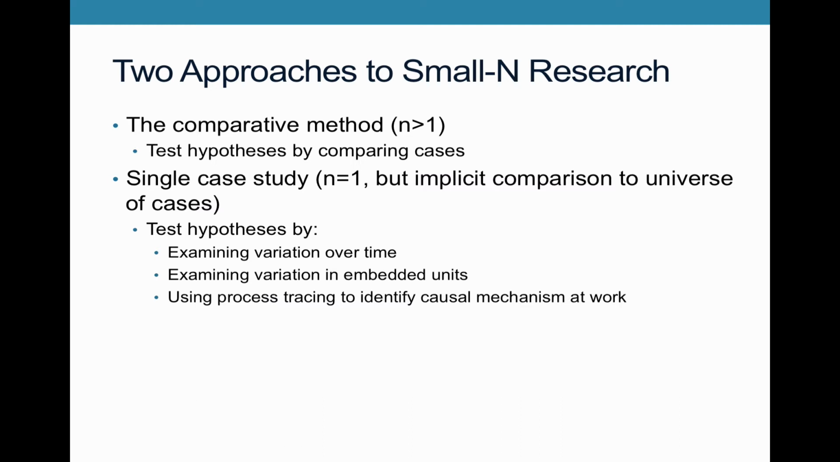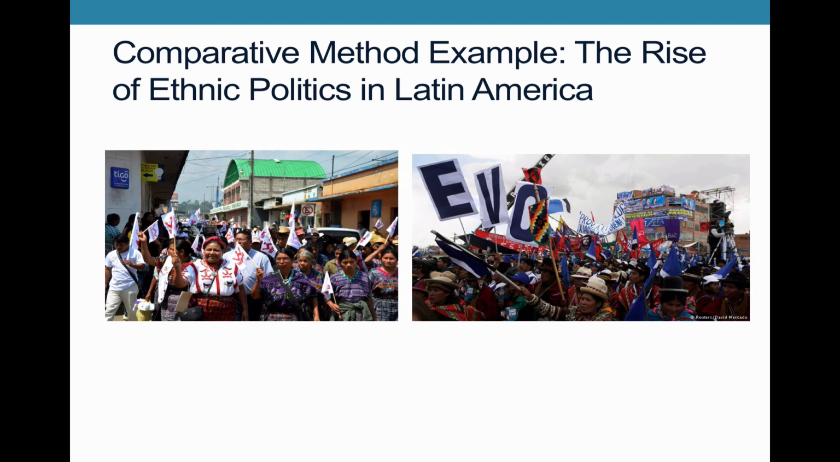So I'm going to go through and talk a little bit more about what these two different approaches to SNOL research actually look like. So the first one is a study of the comparative method. And here we're going to be comparing the rise of ethnic politics in Latin America. So here I'm going to be discussing a study by Raul Madrid that looks at why you see political parties emerge that have indigenous candidates and advance indigenous rights.